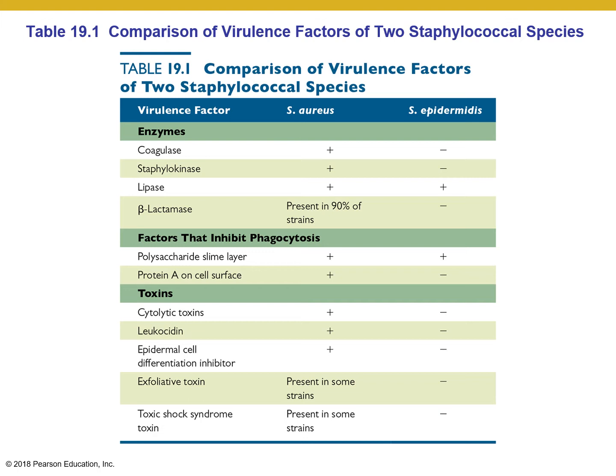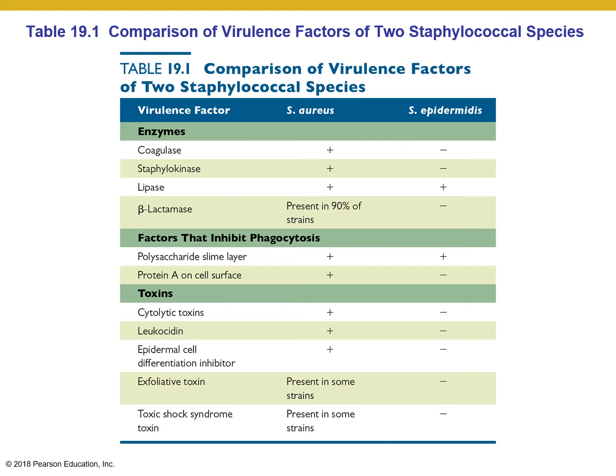Epidermal cell differentiation inhibitor, which means it prevents the epidermis from becoming keratinized. Exfoliative toxin, which means it will cause the epidermis to separate from the dermis and fall off. And then toxic shock syndrome toxin. And we're going to look at toxic shock syndrome when we look at the reproductive system.